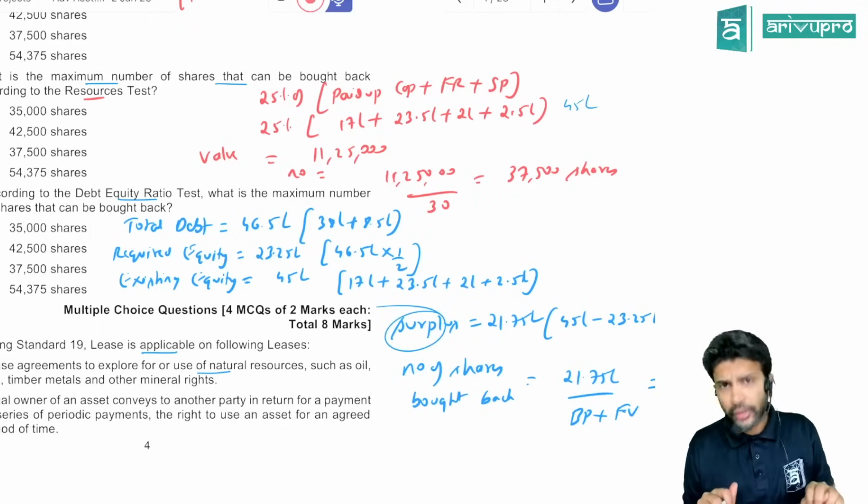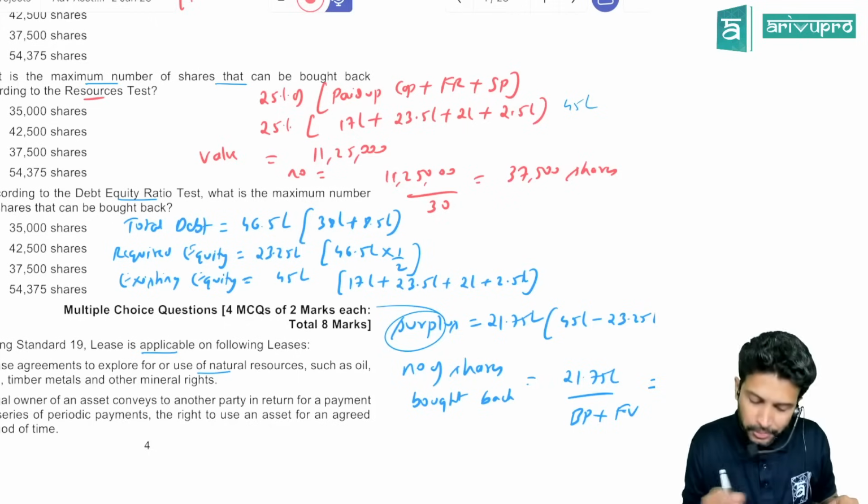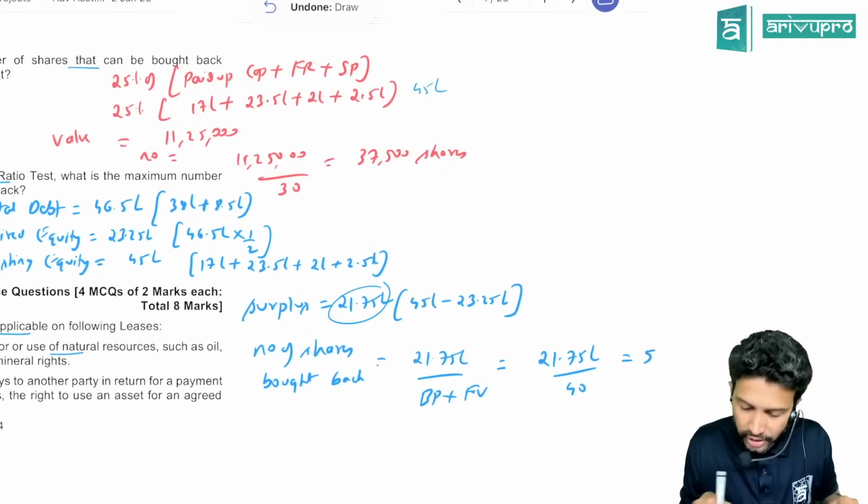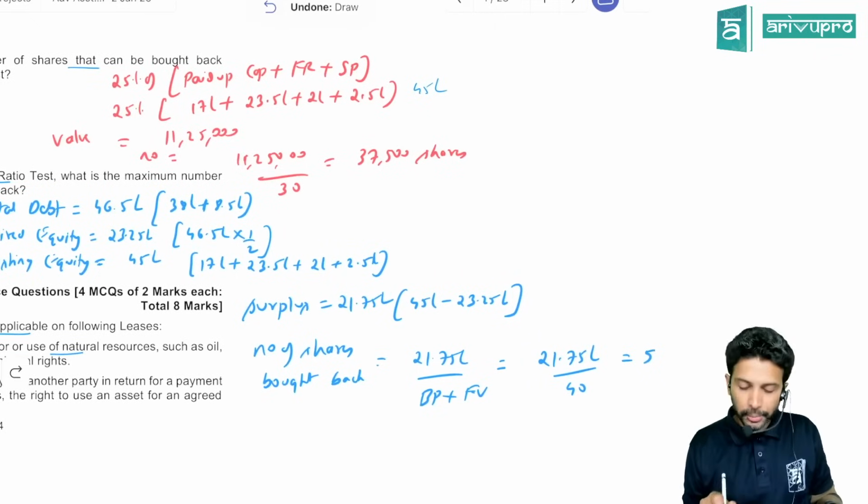In a surplus scenario, can you do buyback? Yes. How much is the surplus? How much extra equity do we have? These two come, minus 0. How much extra is that? 21.75. So how many shares can you buy back?